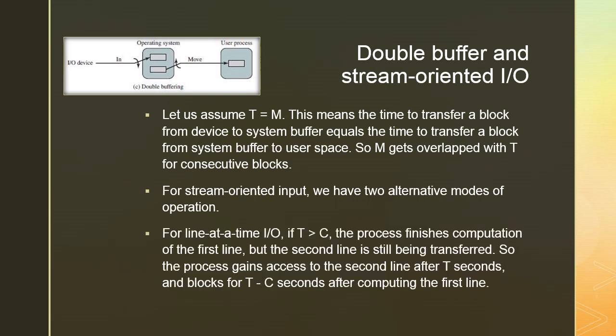For the line at a time I/O, if T is greater than C, the process finishes computation of the first line, but the second line is still being transferred. So the process gains access to the second line after T seconds and blocks for T minus C seconds after computing the first line.